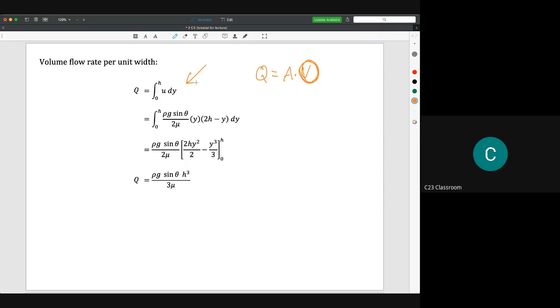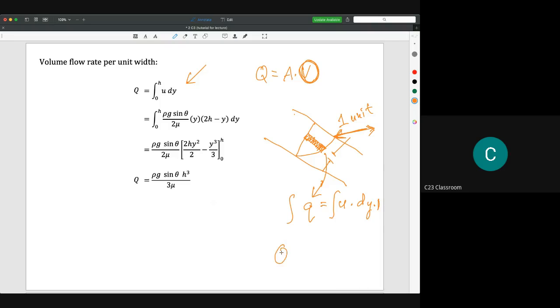So for example, if we have this one, let's say we have a small area here. What we need to calculate is the value of Q, the flow rate for the small area here, which is u times dy, because dy is the height of this one, and the width of this plate is assumed to be 1 unit. So it means it is dy times 1.